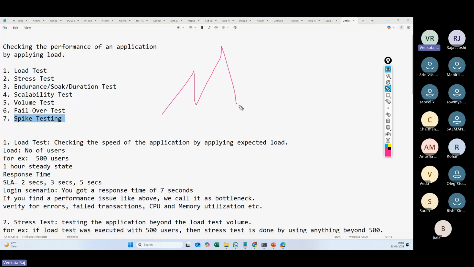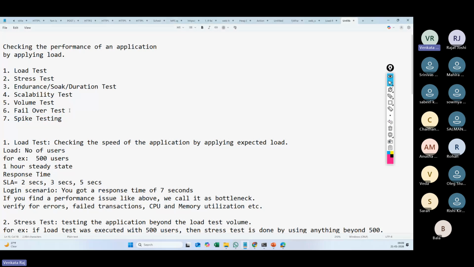To check that, we run a spike test, but it's very rare. It's a simple type of test that we can configure. I will show you how we can configure this type of test as well. It's all about how the application behaves when there's a sudden surge or spike in the number of users, and a sudden drop in the number of users, right?